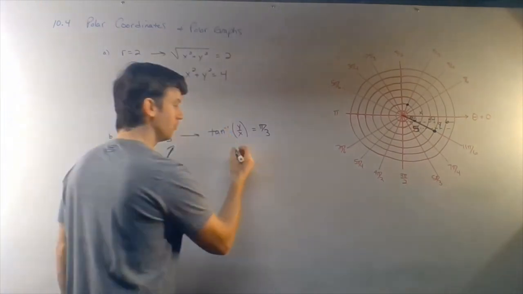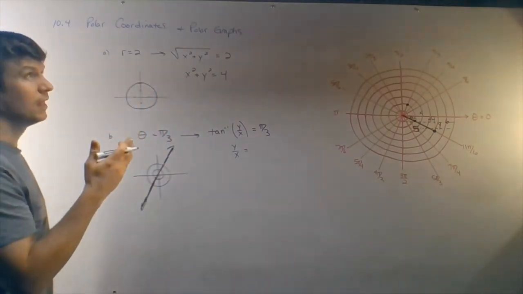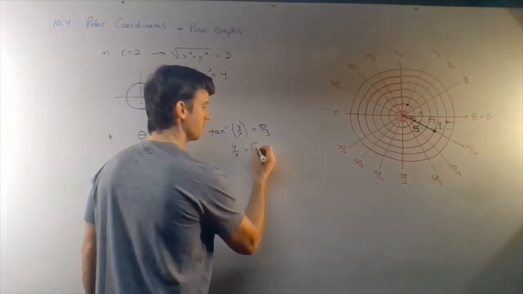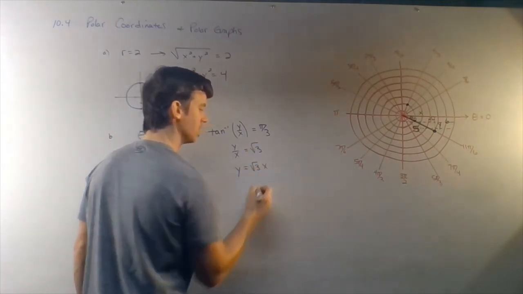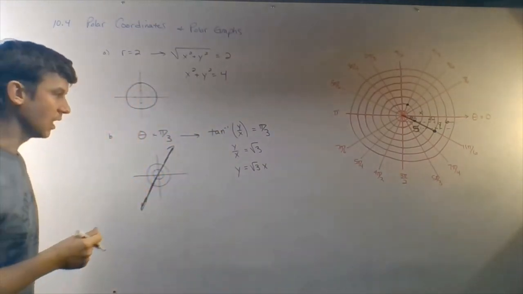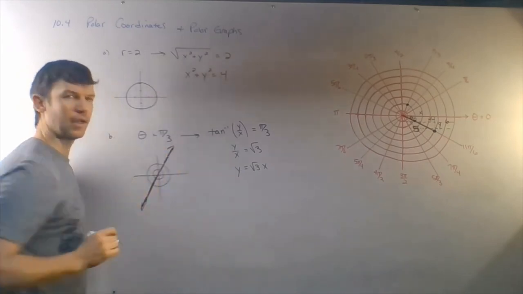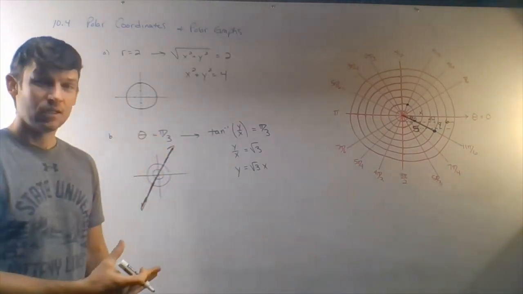And I can take the tangent of both sides. Y over x equals the tangent of pi over 3, which is root 3. And then we multiply the x over, y equals the square root of 3 times x. That's 1.7 times x. That slope is up 1.7 over 1. Okay, it goes through the origin. So we have a line in rectangular version.